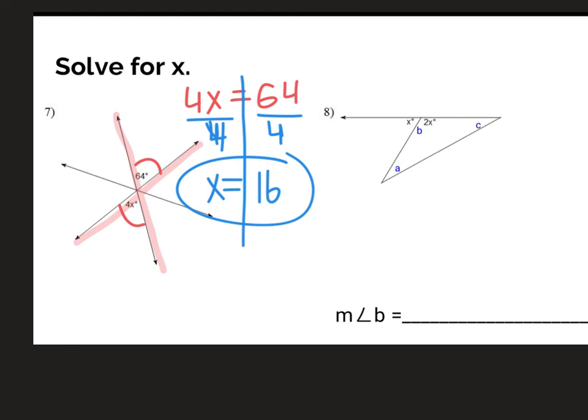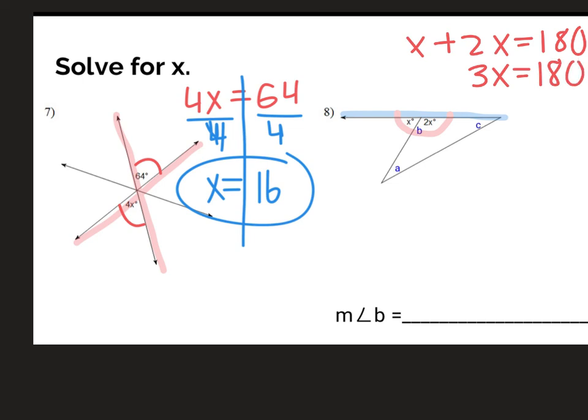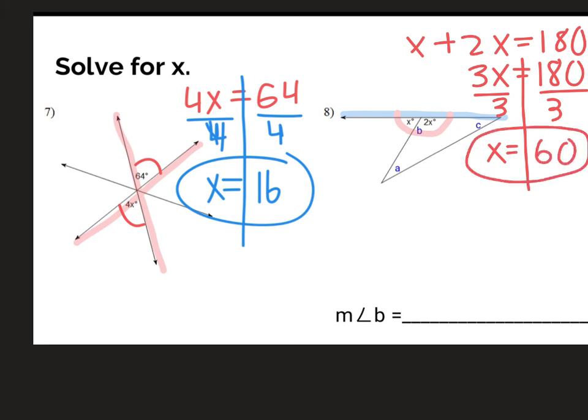And then number 8, they were asking for x and then the measure of angle B. So this is going to be a two-step problem. If you look, we have a straight angle right there. These make supplementary angles. So we know that x plus 2x has to equal 180 degrees, right? Those two angles combined have to equal 180. So solve it like a normal equation, combine like terms first. 3x equals 180, divide by 3, divide by 3. So x equals 60. Now again, it's not degrees because it wasn't the angle measure.